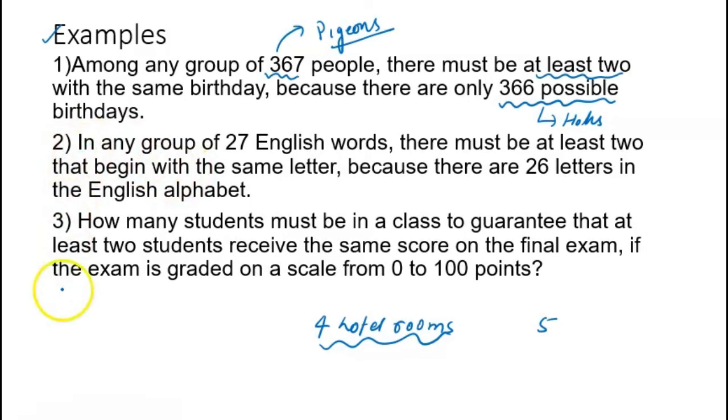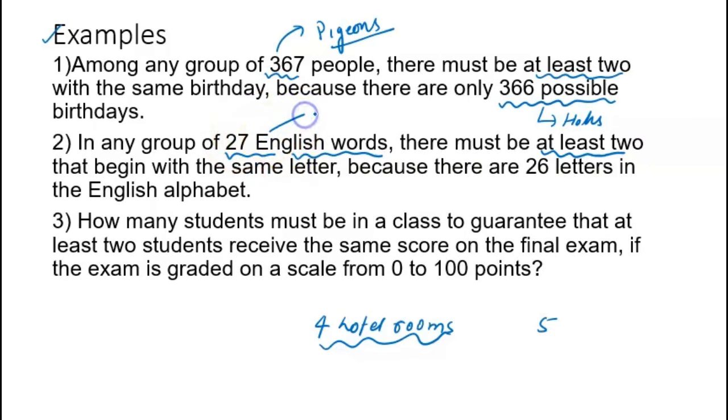So let us look at the other example. Suppose you take a dictionary and you select any 27 random English words. Then using the pigeonhole principle, you can guarantee that at least two of those words will begin with the same letter. Yes or no? Because how many letters are available? There are 26 alphabets, and there are 27 English words.